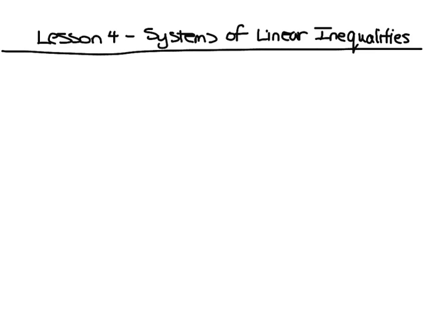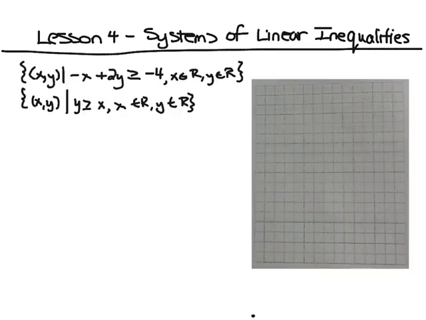Lesson 4, Systems of Linear Inequalities. A system of linear inequalities means you have more than one line. So all you do is you graph each line, do the shaded region for each, and where they overlap is going to be your solution region. Okay, we have two lines, so we're going to graph them both. So let's start with the first line.